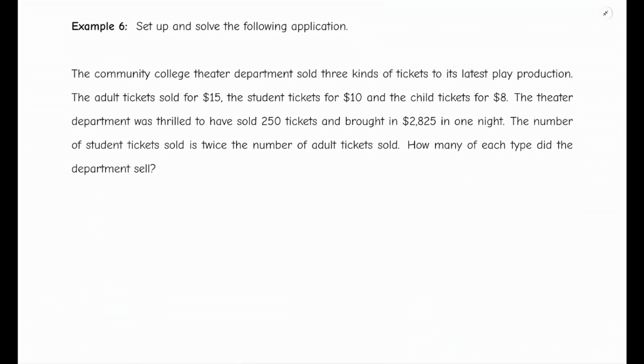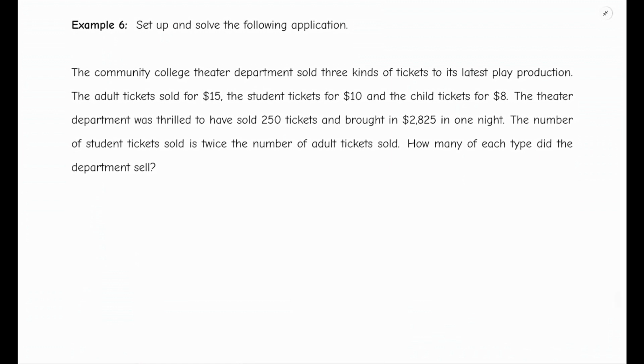The community college theater department sold three kinds of tickets to its latest play production. The adult tickets sold for $15, the student tickets sold for $10, and the children tickets sold for $8. The theater department was thrilled to have sold 250 tickets and brought in $2,825 in one night. The number of student tickets sold is twice the number of adult tickets sold. How many of each type did the department sell?